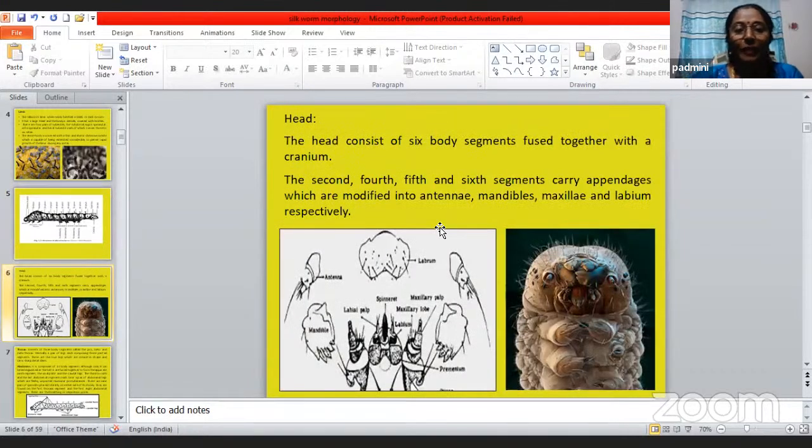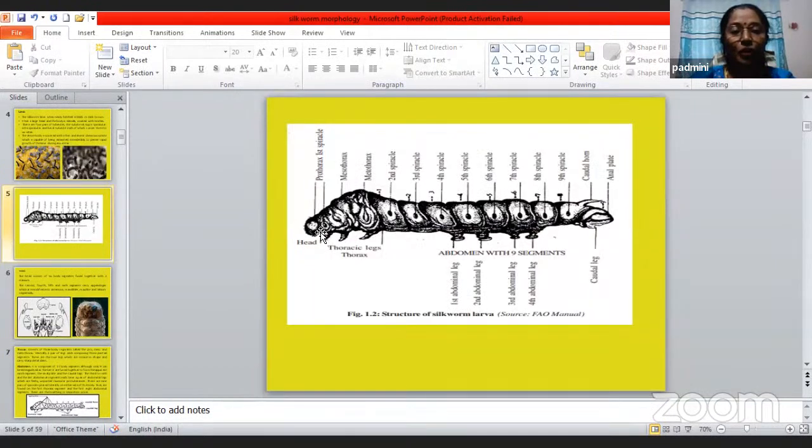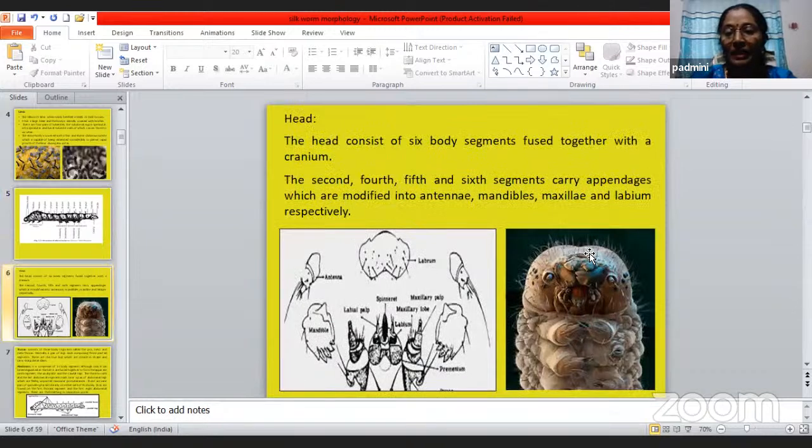Okay, coming to the head part of the larva. Here you can see the small head part of the larva that we are going to talk about right now. Why we are going to have a direct focus on the head is that we want to talk about the mouth parts of the larva. So what are the different mouth parts here? The head consists of 6 body segments fused together in the cranium. The cranium is the head region.